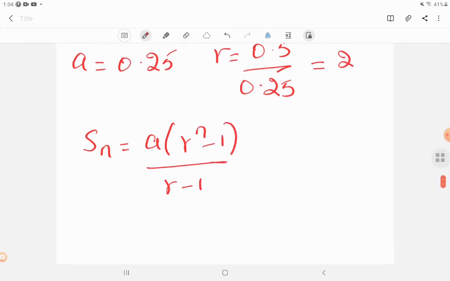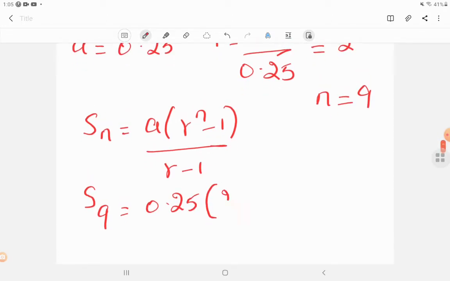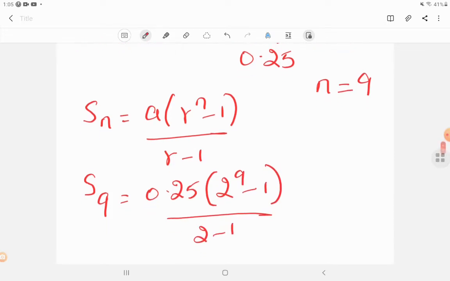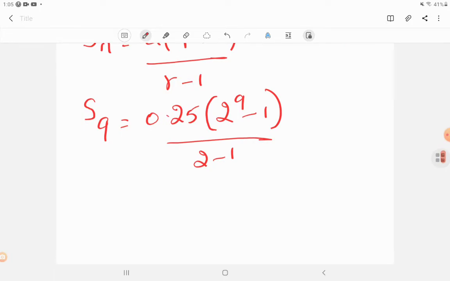So it's always better if you actually write the formula and then substitute the values in. So finding the sum of the first 9 terms, n is equal to 9 here. So S9 is equal to 0.25 times (2 to the power of 9 minus 1) divided by 2 minus 1. So the sum of the 9 terms, just use a calculator. So we can further simplify. 2 minus 1 is just 1, so we don't have to write the 1 in the denominator.